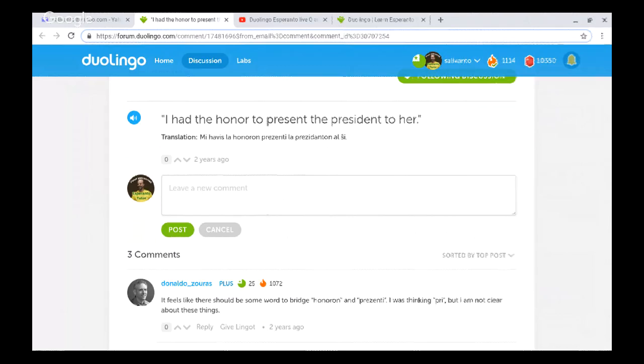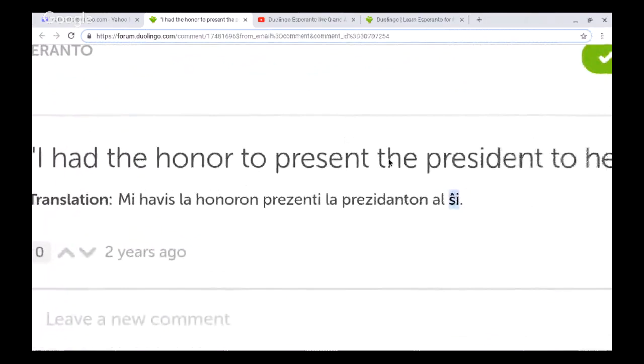Yeah. And that's because there are two verbs in this sentence. Havis and presenti. And so if I were to say si, you're not going to zoom in, so maybe if you guys are on a phone or whatever, right? So there's multiple verbs in here. Havis, mi havis la honoron, presenti la presidenton al si. That's the actual sentence. But if I were to say al si, which I did by mistake, that would reflect back to the previous verb, presenti, present the president to the president. All right, mi havis la honoron.